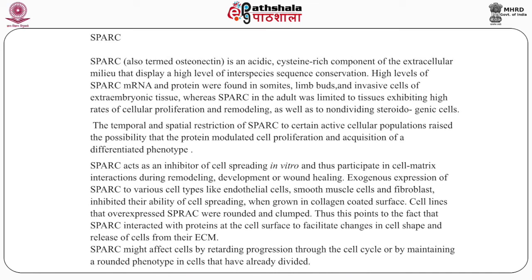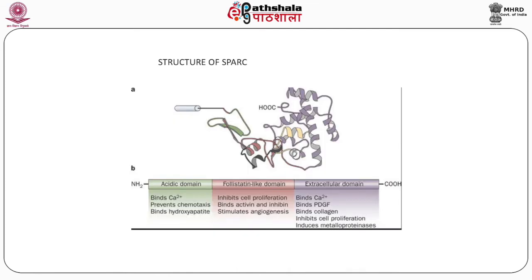High levels of SPARC mRNA and protein were found in somites, limb buds, and invasive cells of extraembryonic tissue, whereas SPARC in the adult was limited to tissues exhibiting high rates of cellular proliferation and remodeling, as well as to non-dividing steroidogenic cells. The temporal and spatial restriction of SPARC to certain active cellular populations raised the possibility that the protein modulated cell proliferation and acquisition of a differentiated phenotype.